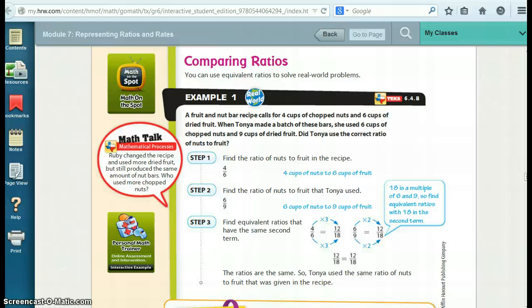Hello and welcome to this week's WAC about comparing ratios. We are going to be able to set up ratios to compare different quantities and find their unit rate.